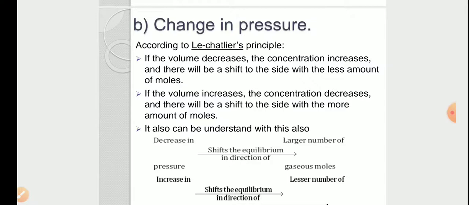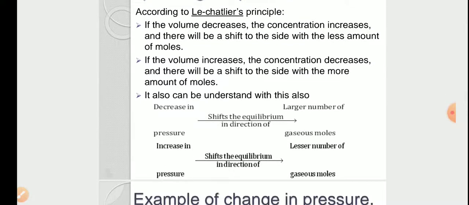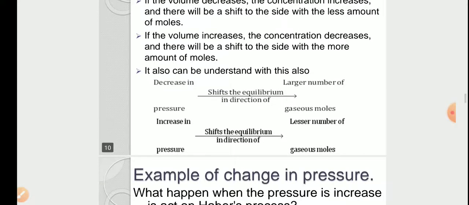So a decrease in pressure shifts the equilibrium in the direction of the larger number of gaseous molecules. Obviously, it will go backward. And an increase in pressure shifts it toward the lesser number of gaseous molecules, that is, it will go forward.